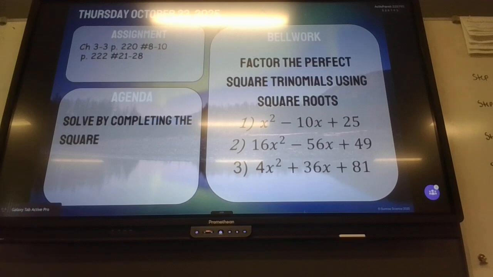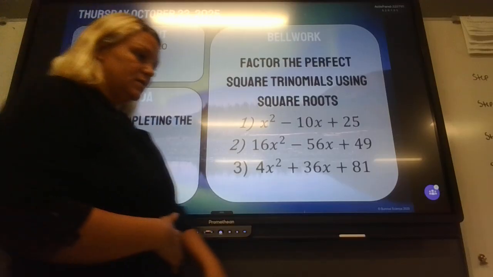Any questions on factoring when you can square root? All right, let's look at an SAT question.